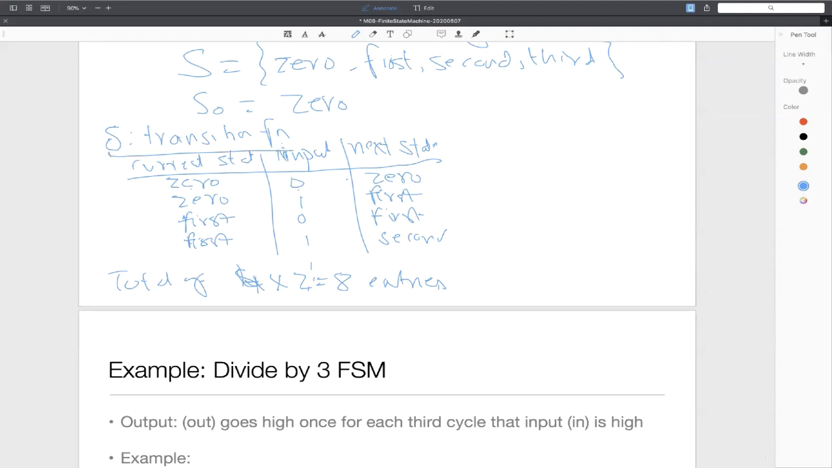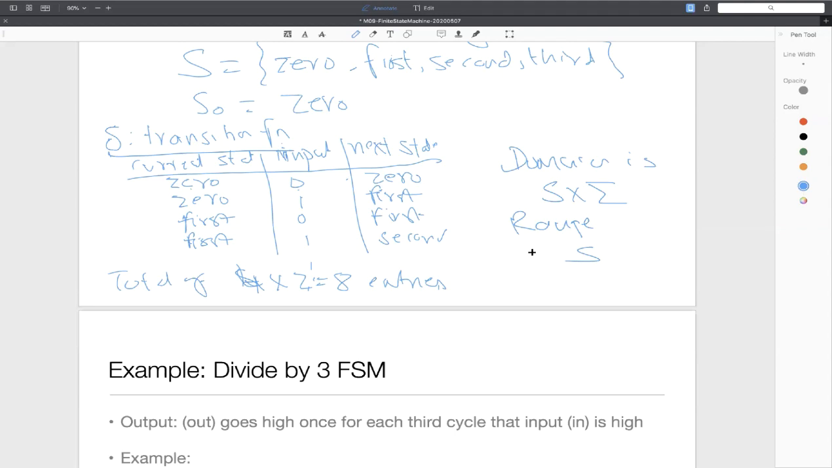In mathematics, every function can be represented in a table like this, right? Because every function takes an element from my domain set and outputs an element in my range set. In our case, our domain is the set S, that's this, and my range set is the set S. Okay. So hopefully this explains.